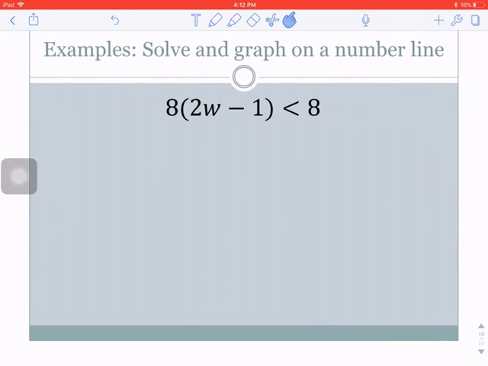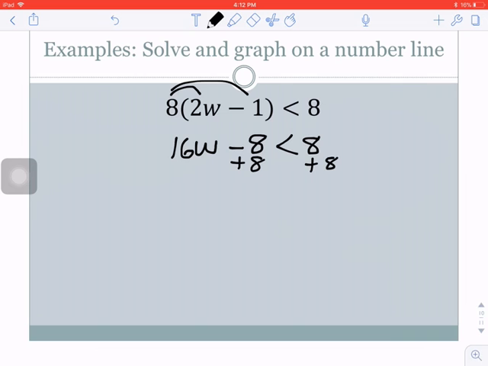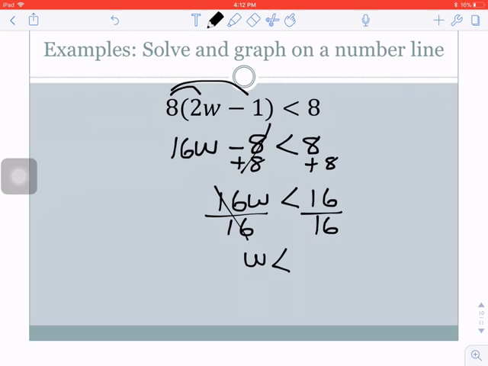We're going to solve and graph this on a number line. As always, we don't like parentheses because we can't really touch the numbers inside of those parentheses. So let's distribute that 8 first. Distribute it to both, so we have 16w minus 8 is less than 8. All right, let's continue solving. Add 8 to both sides, and we have 16w is less than 16. Keep going, divide by 16, so w is less than 1.